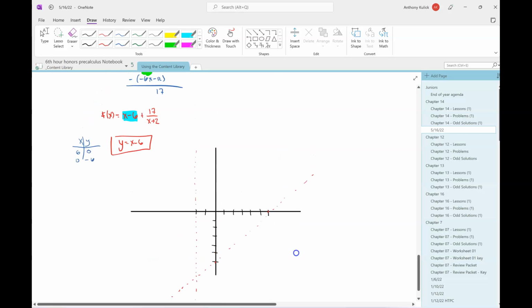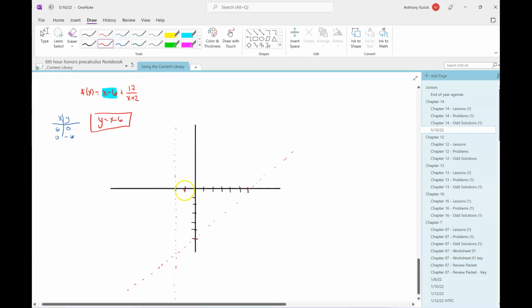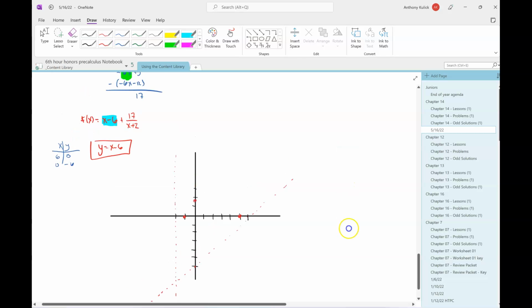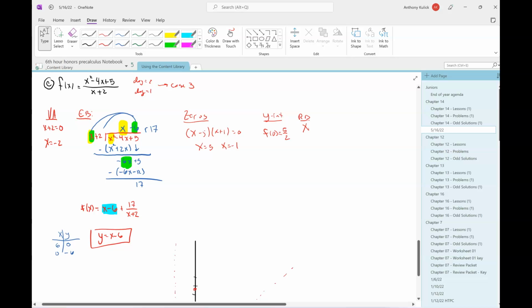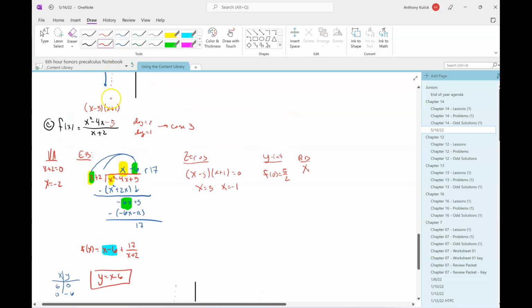Shrink that down a little bit for us. Oh my gosh. That was supposed to be a -5, because I factored it right up there. So that should be -5/2.